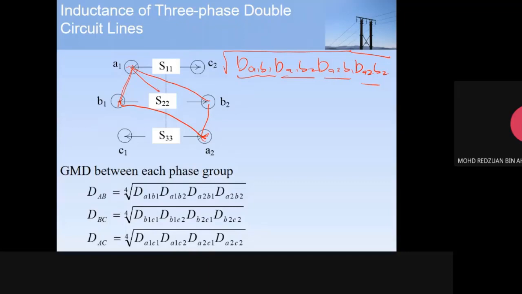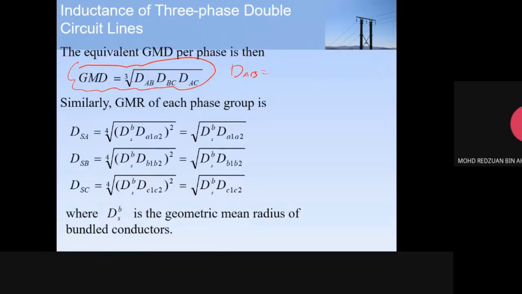Just take this distance, because we have 2A and 2B, which become A1, A2 and B1, B2. Same goes for B and C. Then to get GMD, we just use this equation, same as three-phase single circuit, except this AB and BC are different because we have two wires. Then we can find GMD.